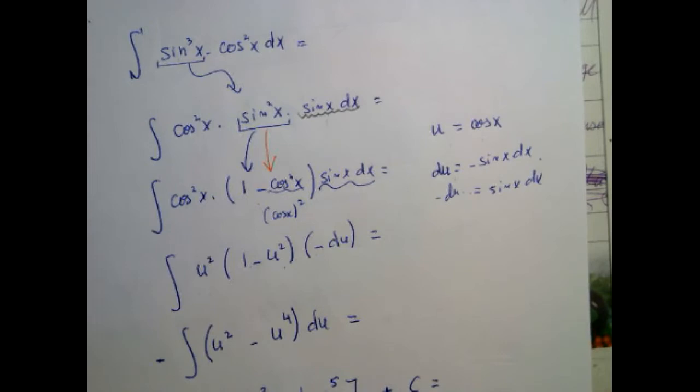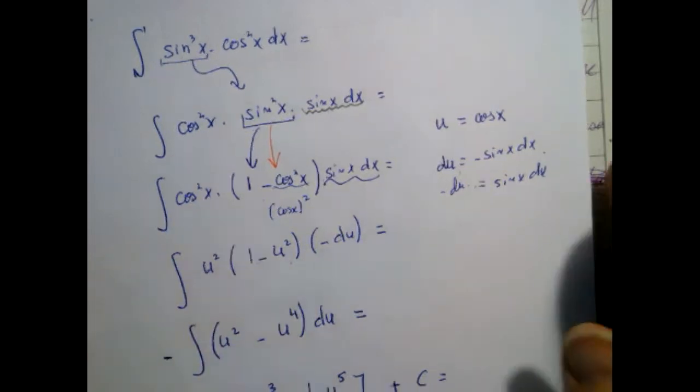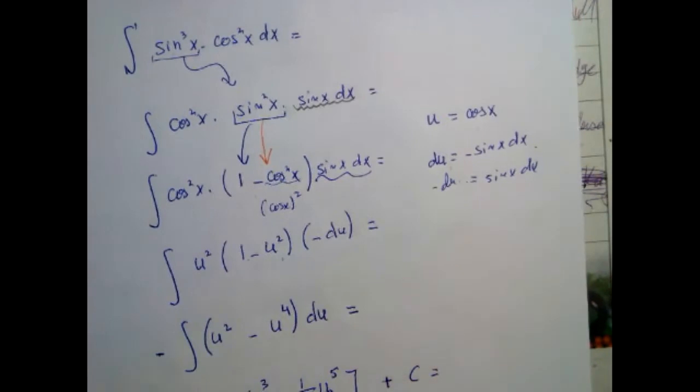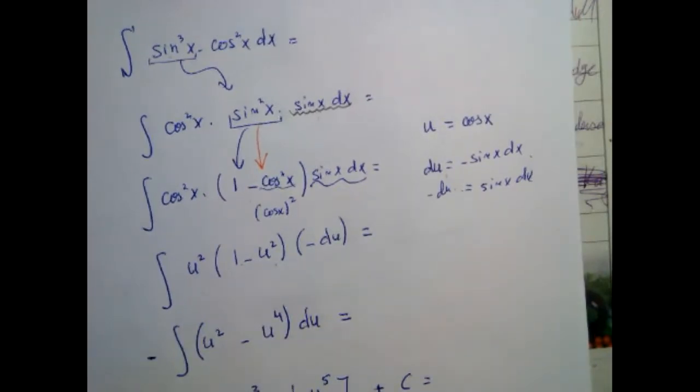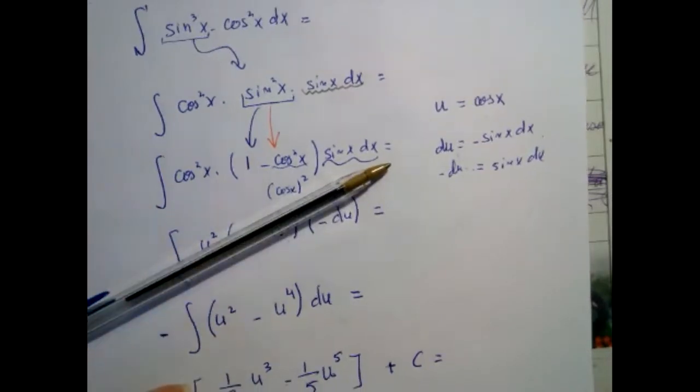If it was, let's just say, sine 5x times cosine squared x. If you split the sine 5x into sine 4x times sine x, what would you do about making the sine 4x into 1 minus cosine? Like making it into that different. I hope, yeah, that's a very typical problem.